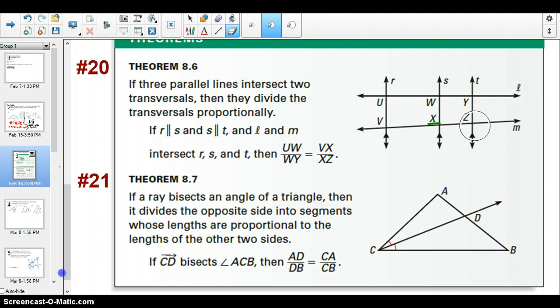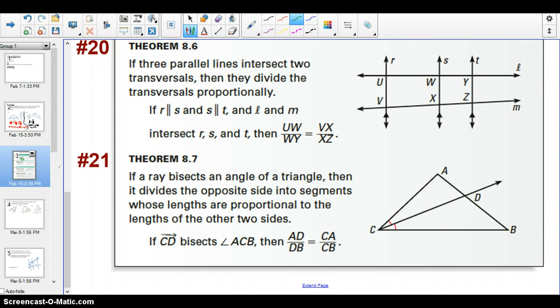And then this last one's probably the most weird or confusing, but it's really not that bad. It says if a ray bisects an angle of a triangle, then it divides the opposite sides into segments whose lengths are proportional to the lengths of the other two sides. So if you see you've got these two markings here in a triangle, let's say, we're going to see a few examples, you know that your ray bisects the angle. Then it creates a lot of proportions, just like the parallel lines did. We can know that AD divided by BD is the same ratio as CA divided by CB. So you'll use that. You'll use all of these today.